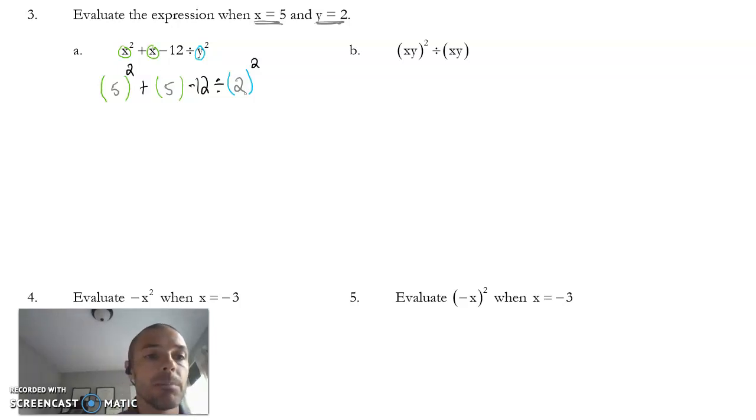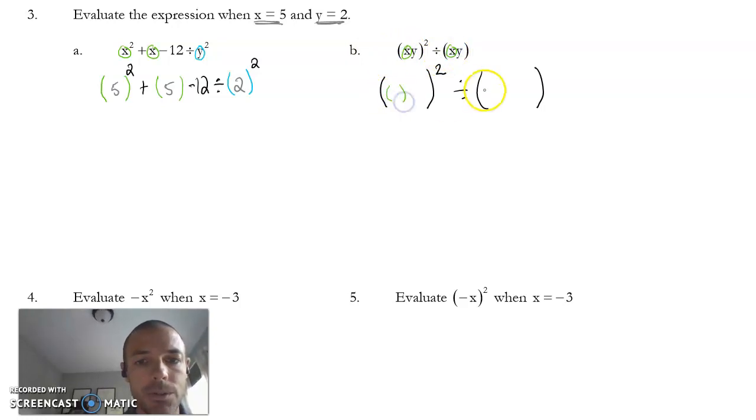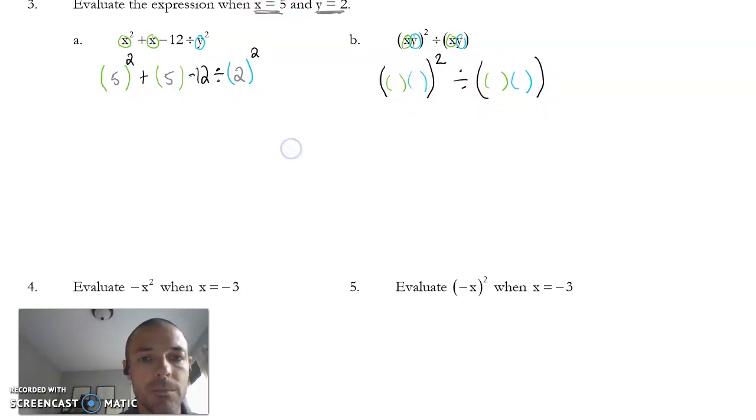Little trickier in something like part B, because we already have parentheses here to the second power, divided by parentheses here. So we do the same concept. Here's an x, so I'll use the same colors. Here's an x and here's an x. Those are going to be my green parentheses. Here's a y and here's a y. Those are my blue parentheses. And now I substitute. My x's become 5s. 5 goes here and here. My y's become 2. 2's go here and here.